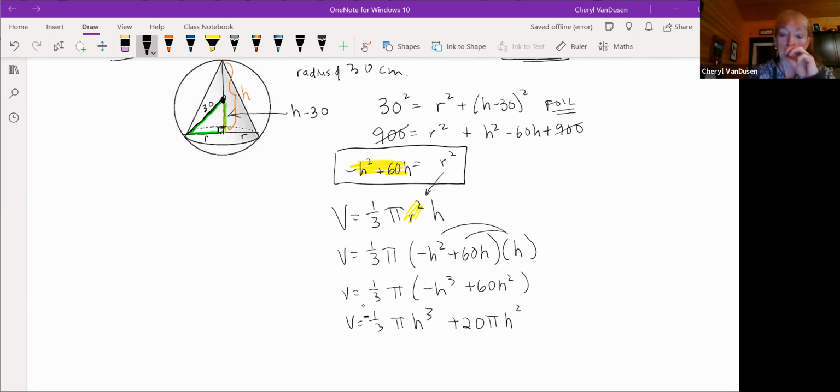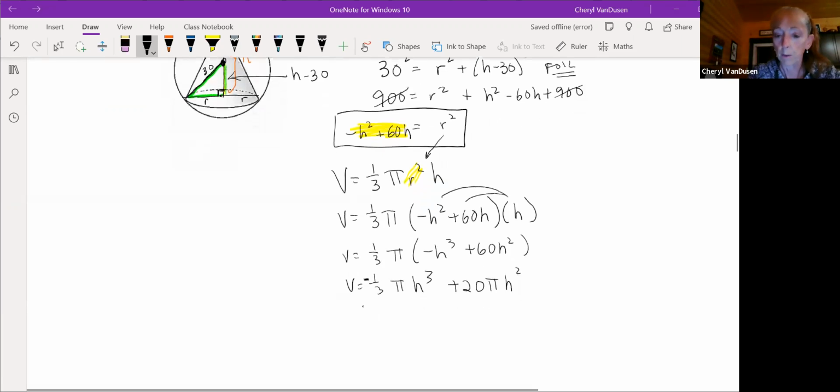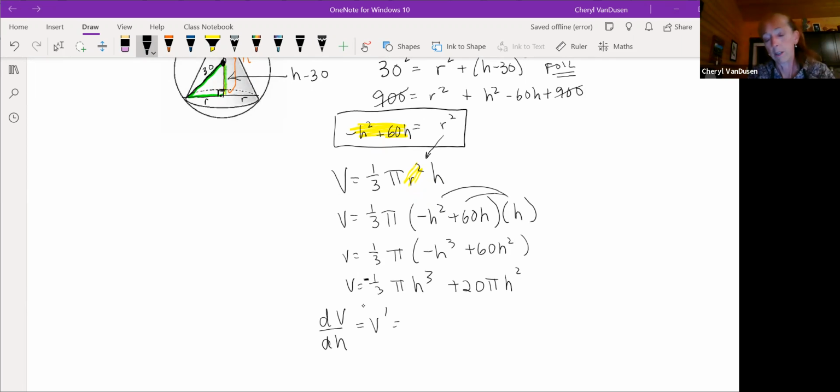Okay, so now again, trying to maximize things, we take the derivative and we set it equal to 0. So we're doing the derivative of V with respect to H. I know that we usually just write that as V prime because our letters are not X and Y. I thought I would just remind you of how to do it with the D statements. And so we do the derivative.